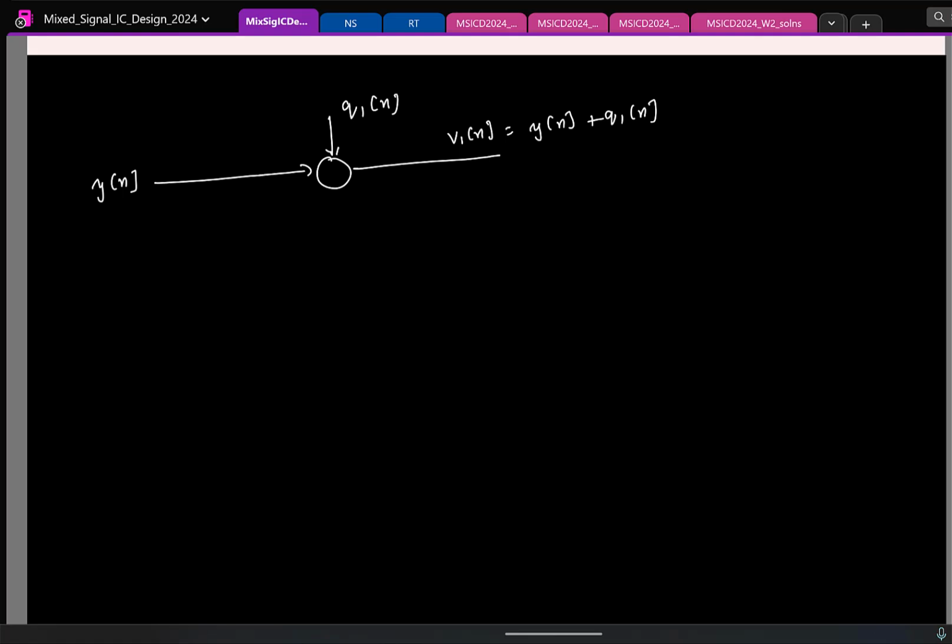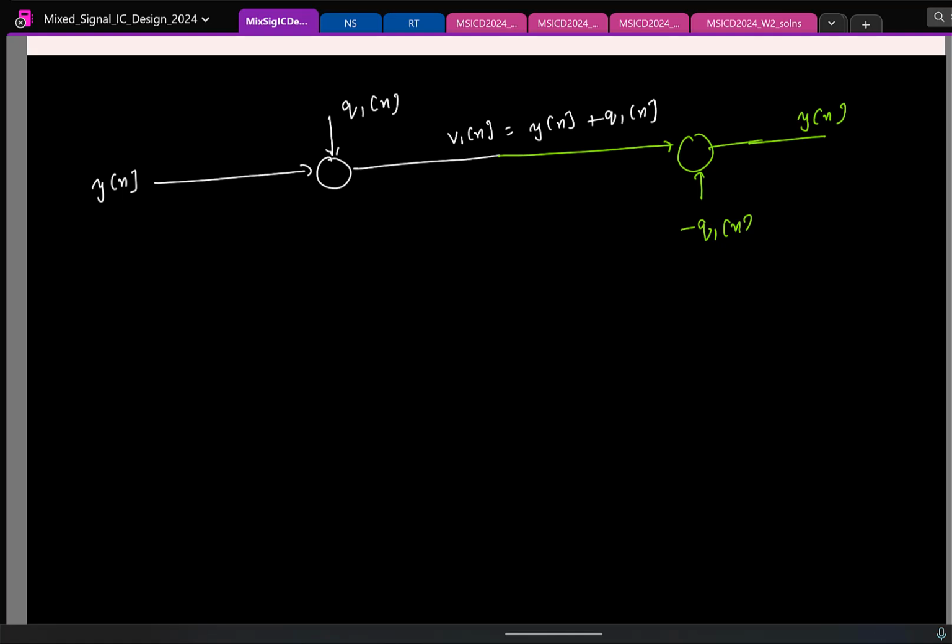Now ideally at the output, what do you want v1 of n to be? We just want y of n, right? Now forget that this is an ADC. Let's say you have selective amnesia, you forgot that this is an ADC. Assume that this is some random system you have. At the output, all I want is just y of n. Right? So what can I put in between here so that I get only y of n? If I somehow go and subtract q1 of n, I get y of n.